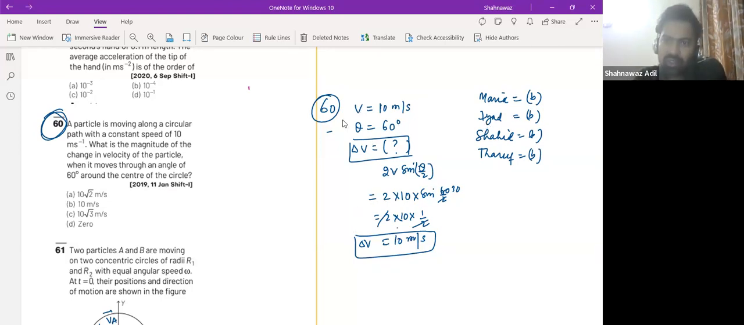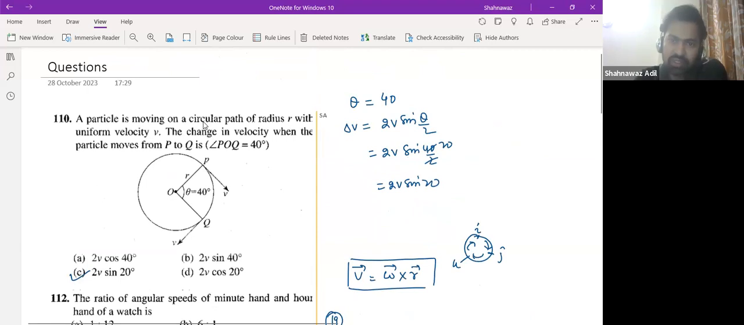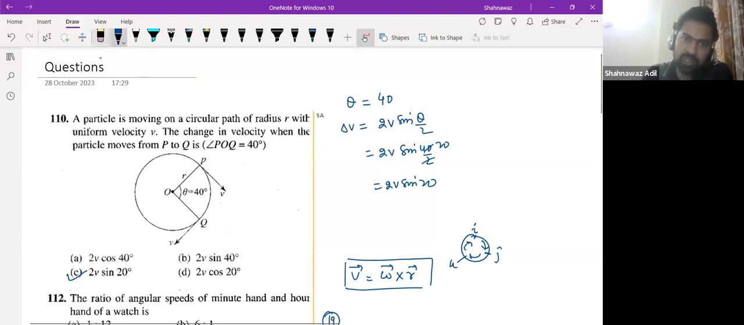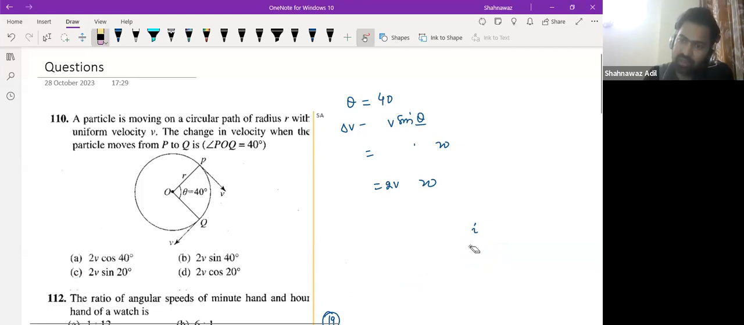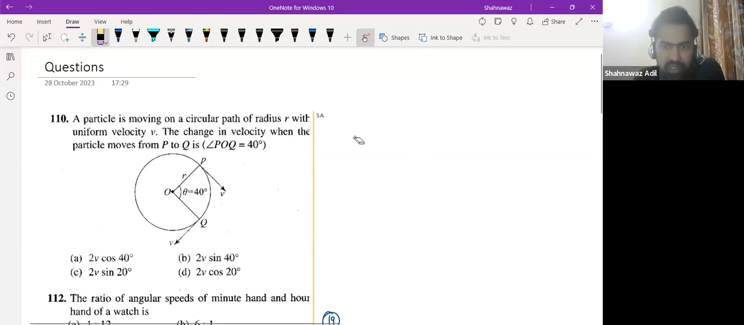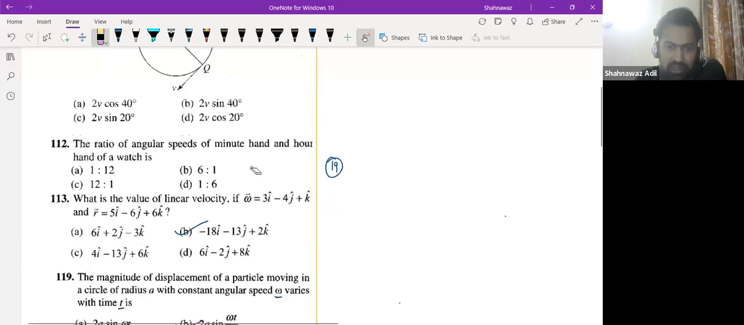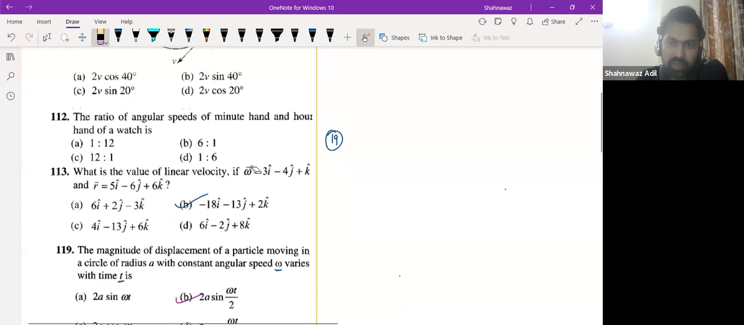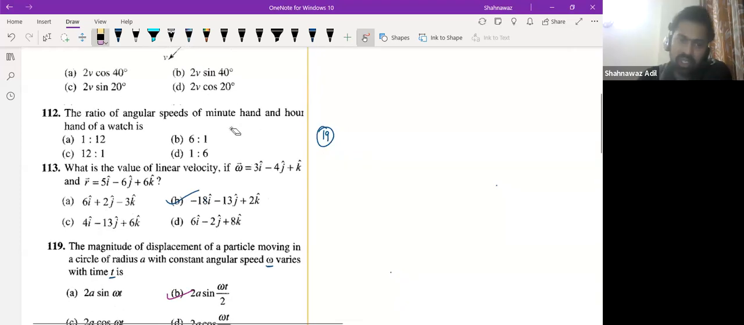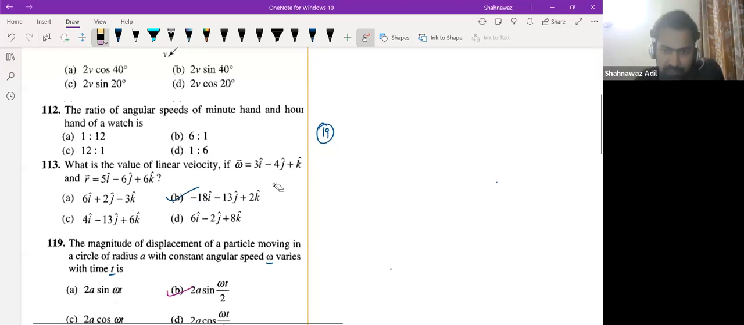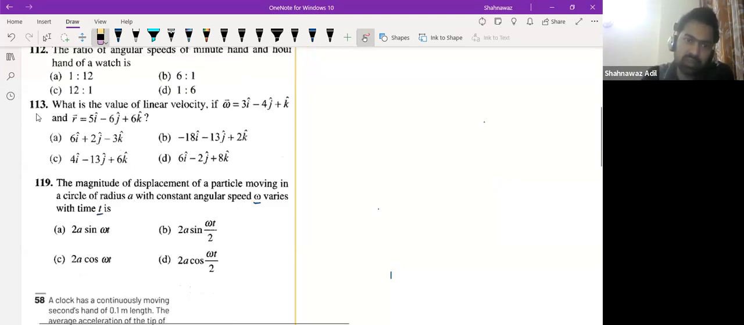So this was about the change in velocity, and then we have these kinds of questions. Let me just erase quickly, right? So this is the same question, and I will skip this one because you guys already know the answer. The ratio of angular speeds of minute hand and hour hand of a watch. Right, so let us do this 113 question.